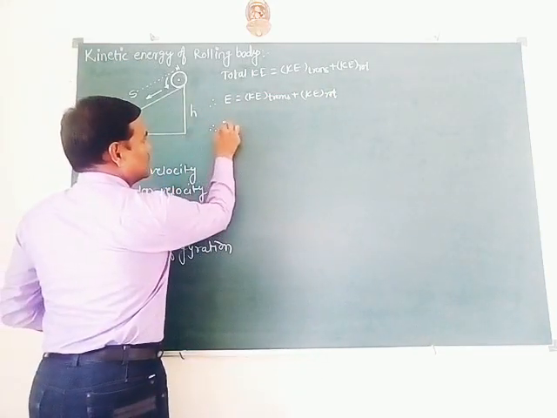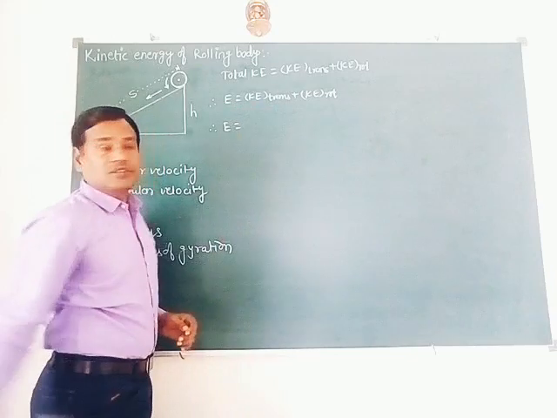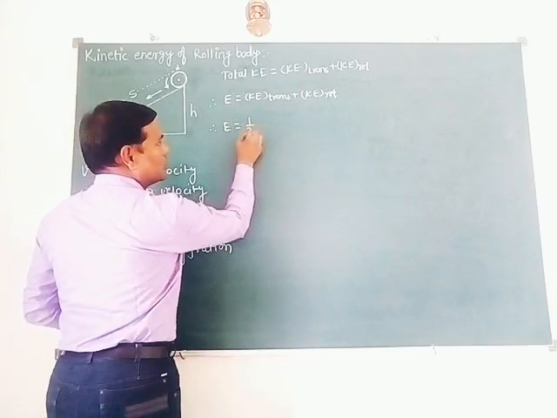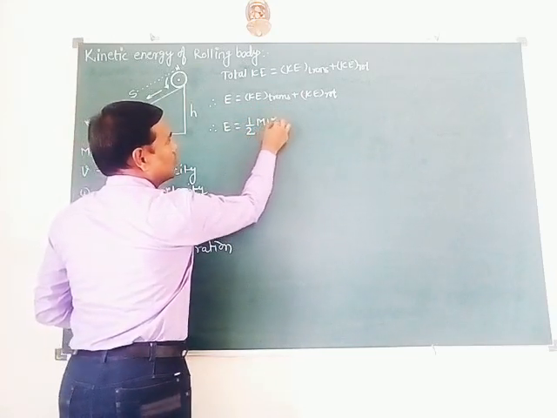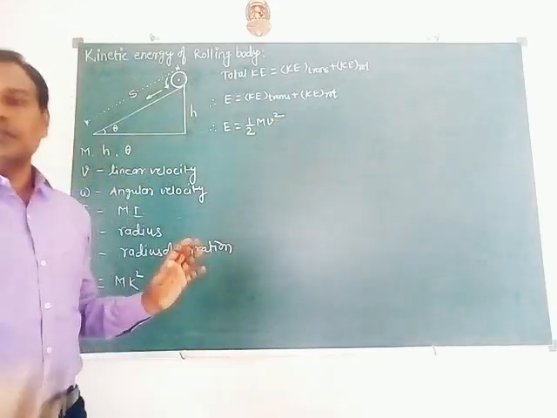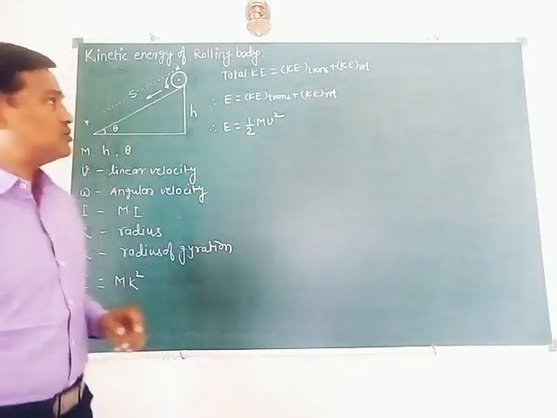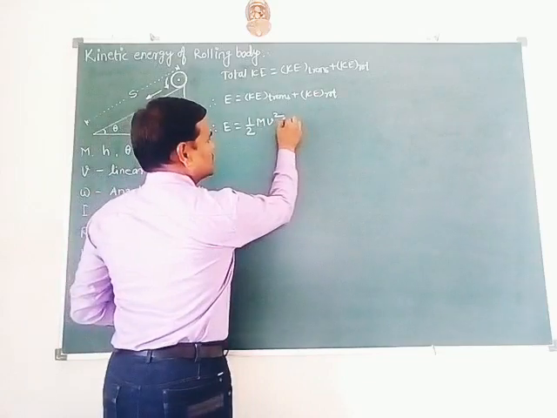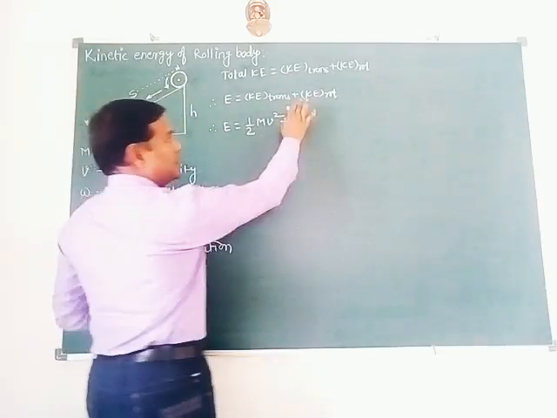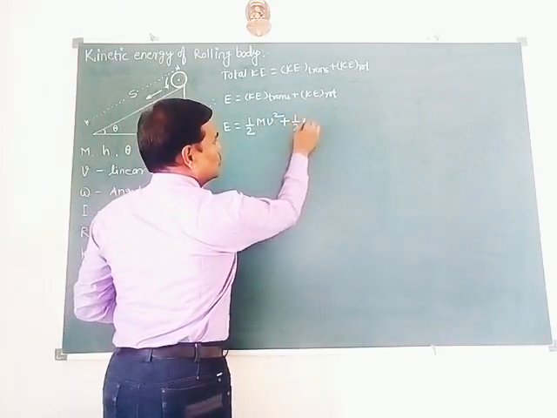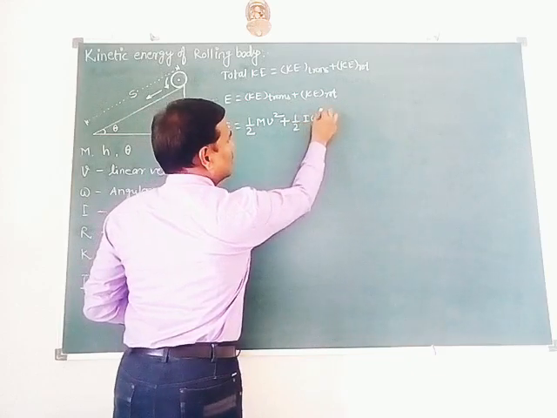So therefore, capital E can be written as translational kinetic energy, which is equal to 1 by 2 capital M v square, where M is the mass of the object and v is the final velocity of the object, plus rotational kinetic energy, which is 1 by 2 I omega square.